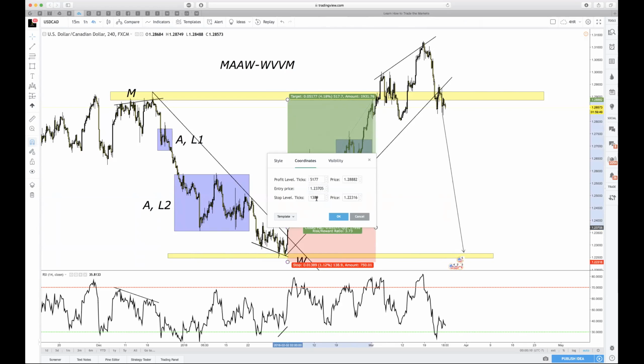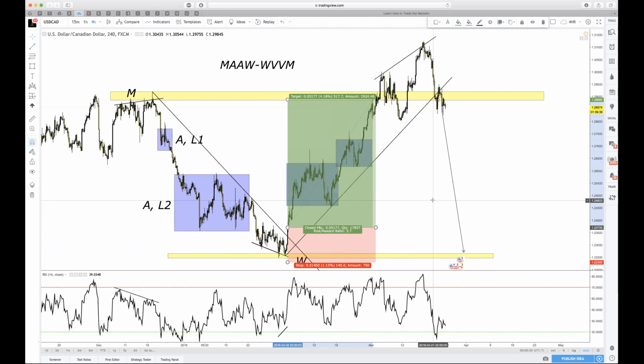Right about here, the stop loss is at 130 pips, 140 pips around that level. So think about it, you're risking 1 to 3 risk reward. It's well over 1 to 3, and that's good. That's a good sign that you're trading with better risk management and risk reward.